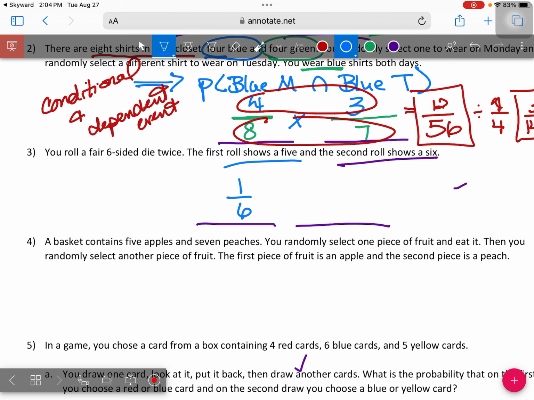Emily, are you with us? Okay. And what about the second roll? Dominique, come on.